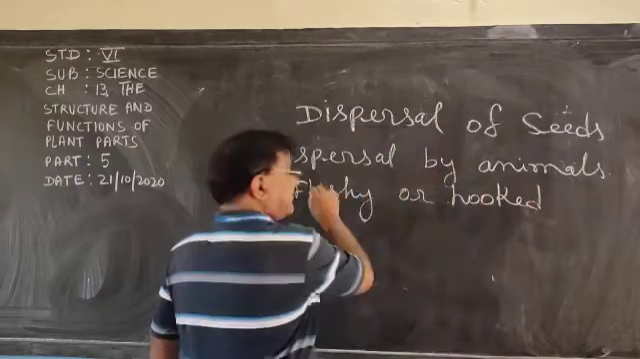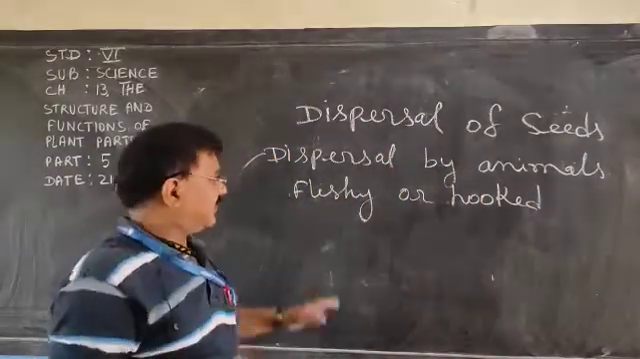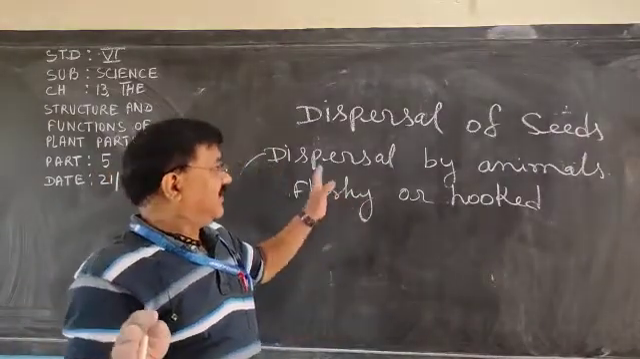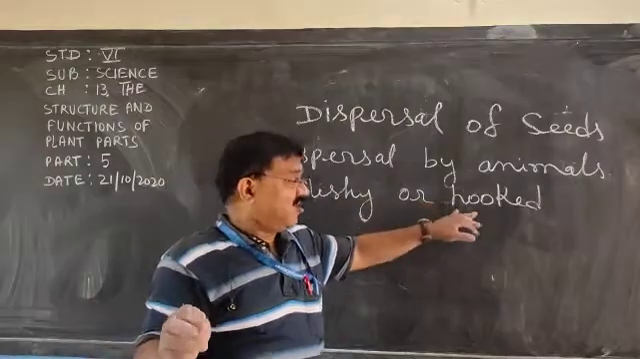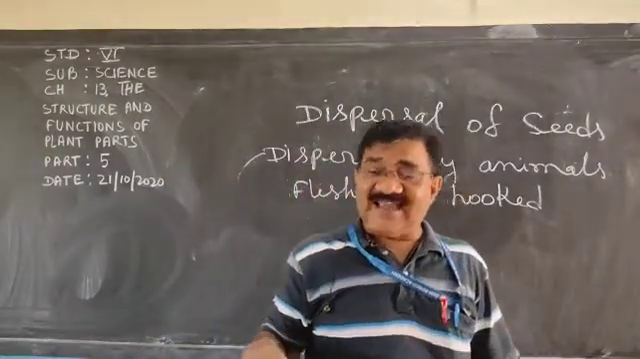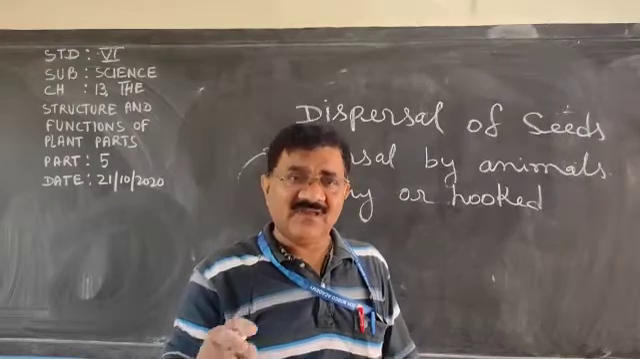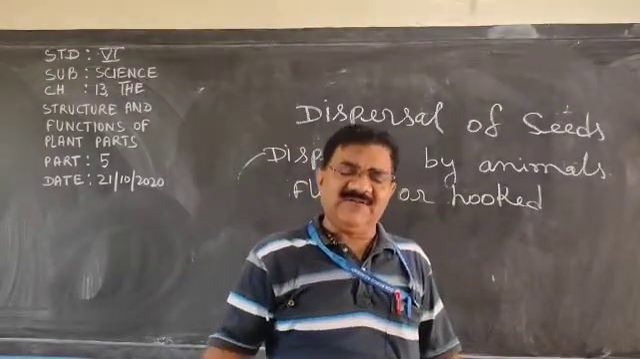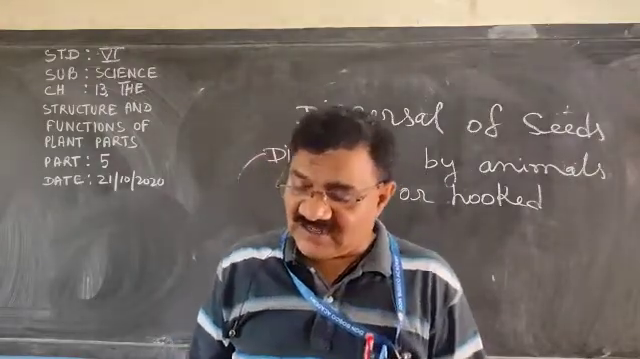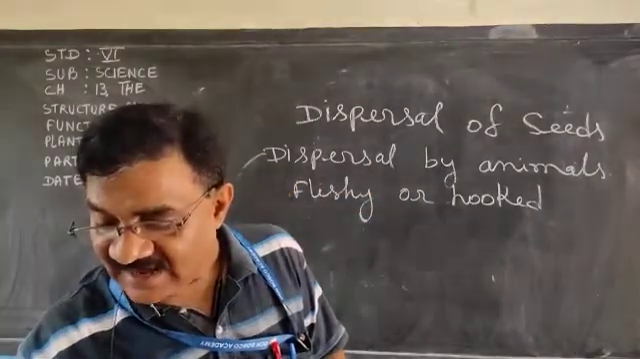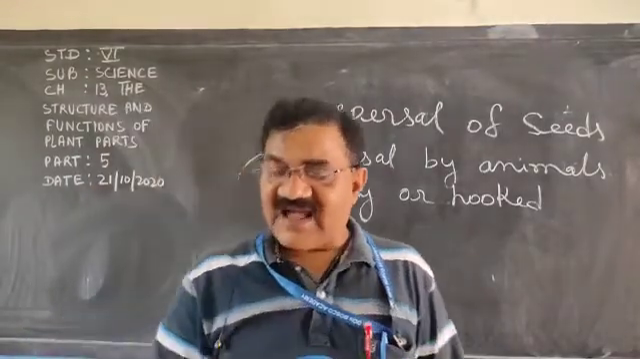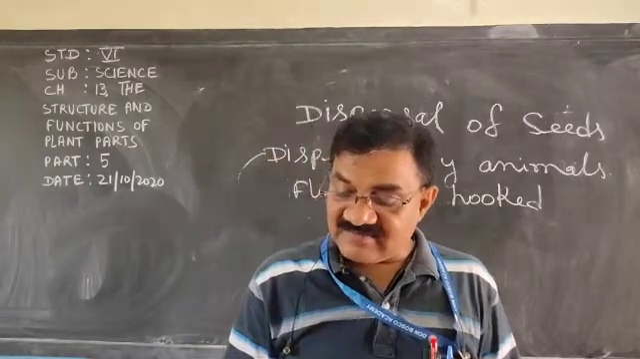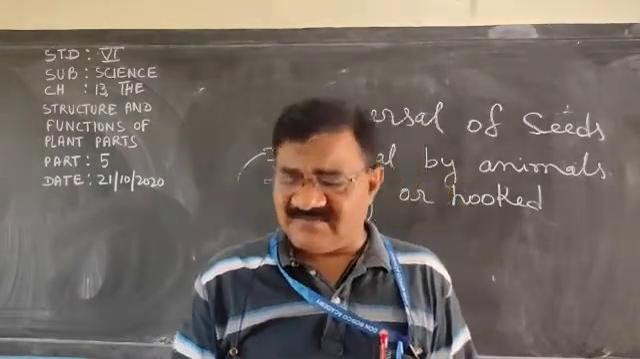If the seed is fleshy, the animal will eat the flesh of the seed and will throw the seed here and there. This way dispersal of seed will take place. Or if it is hooked, while the animals are grazing, this hook will stick to the hair of the animals and will carry it from one place to another place. Okay. And pea, grass are dispersed by animals and others also.